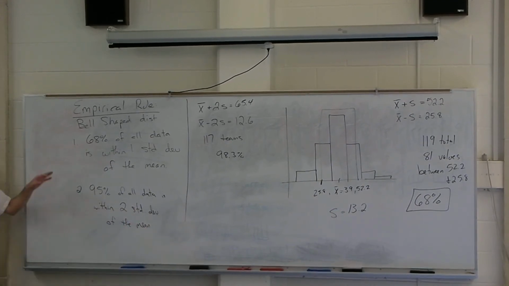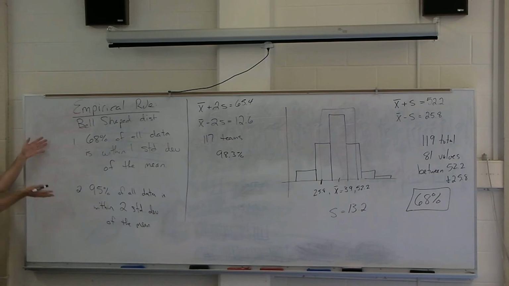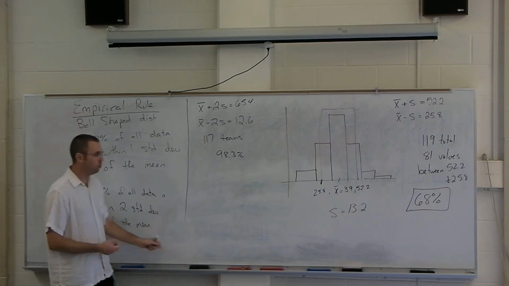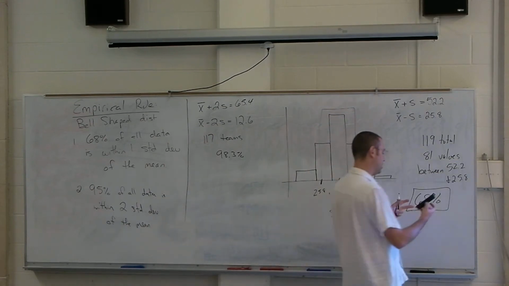Again, these are approximations. Our graph over there is not a perfect bell shape. It's approximately bell shaped. So in terms of our rules here, we're not going to get exactly 95%, but we're getting approximately 95%. In this case, our approximation is a little high, but that's all right. It's still there. So that's the second part of the rule.